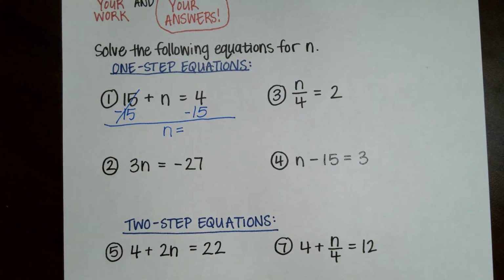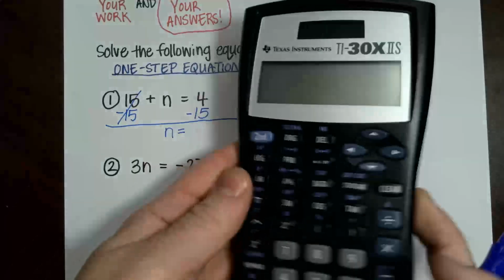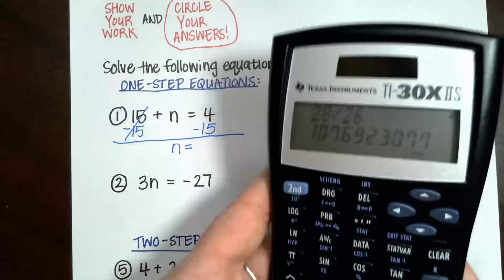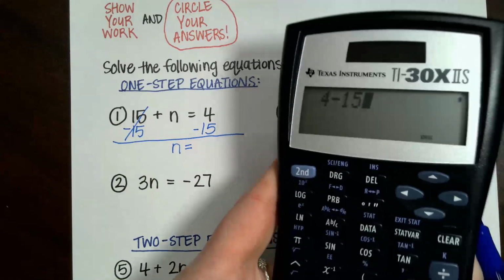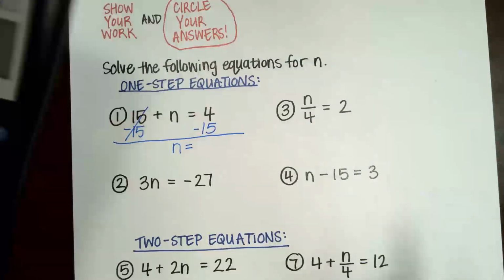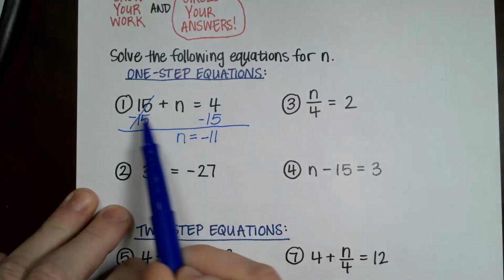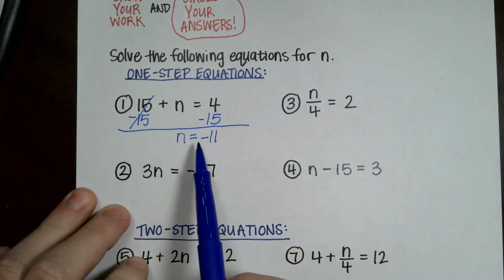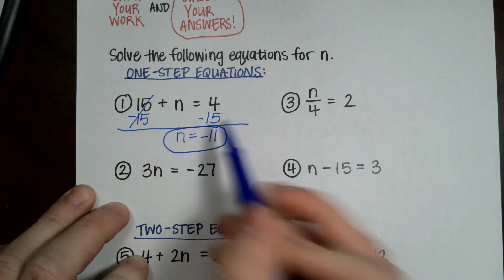So what is 4 minus 15? Negative 11. Yes, I believe so. I think it is negative. My math brain isn't on yet today. Here, I'll check you. I feel pretty confident that is correct, though. 4 minus 15, it is negative 11. Very good. So I'm going to write negative 11. This was me showing my work. This is my answer, so I'm going to circle n equals negative 11.